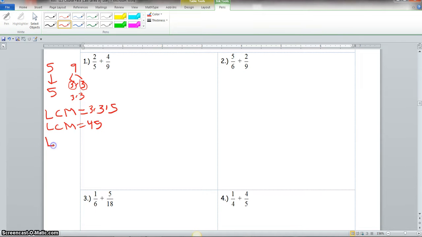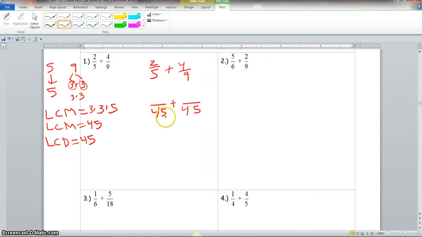Now, when I say least common denominator, it will have the same answer as the least common multiple, but this is telling us that our new denominator would be 45. So let me write the fraction again. We had 2/5 plus 4/9. Now, like I said, our new denominator would be 45. Now, to find our new numerator, this is what we would do.